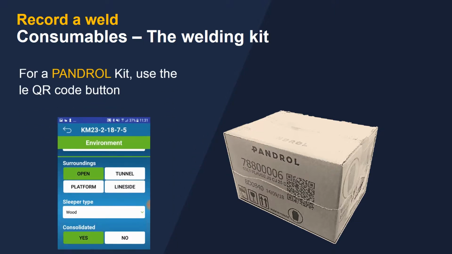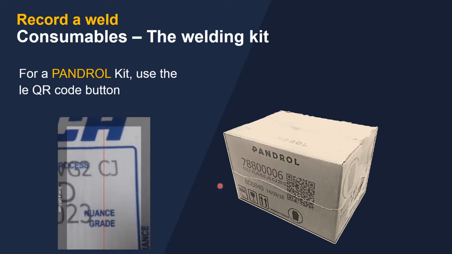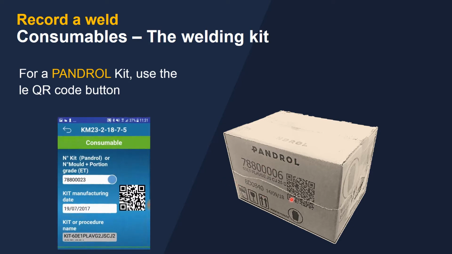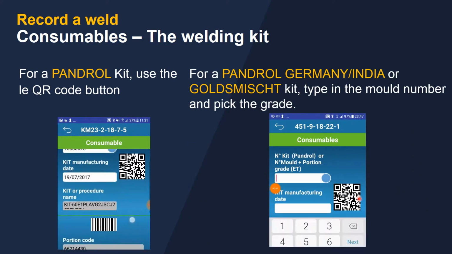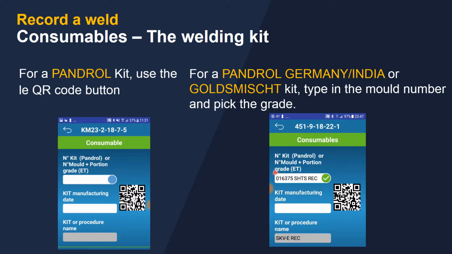If you have a Pandrol kit, use the QR code icon to scan the kit. This will enter the kit number, the kit date, and the batch of the portion. If you use Goldschmidt, Pandrol Germany or Pandrol India product, you will need to enter the first digits of the mold number, then choose the grade of the portion.